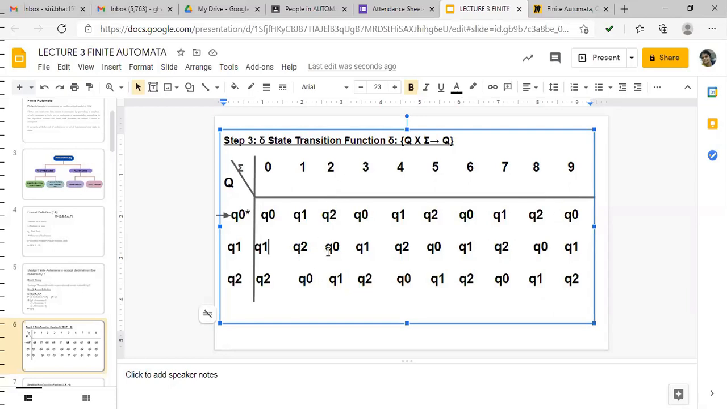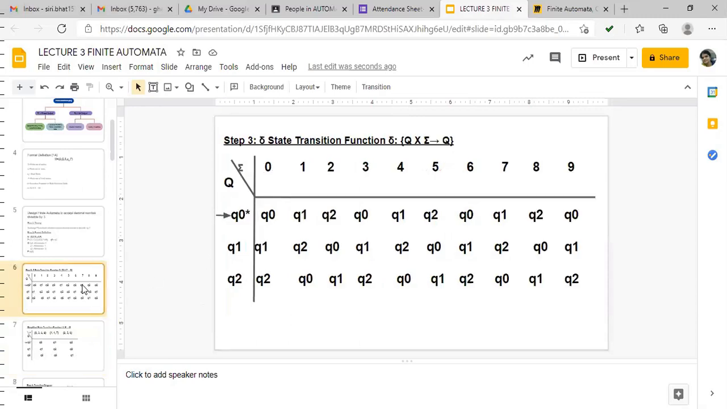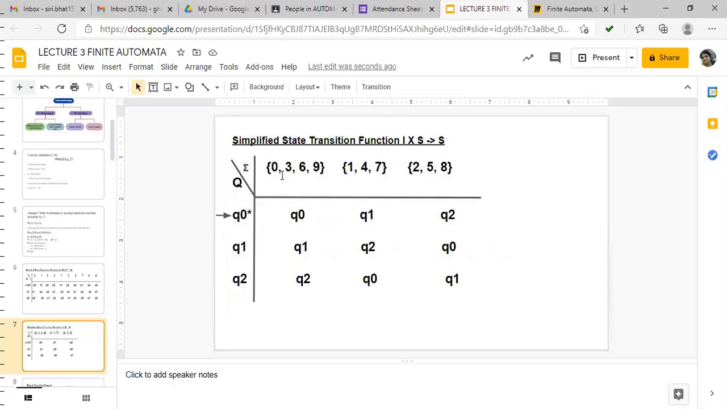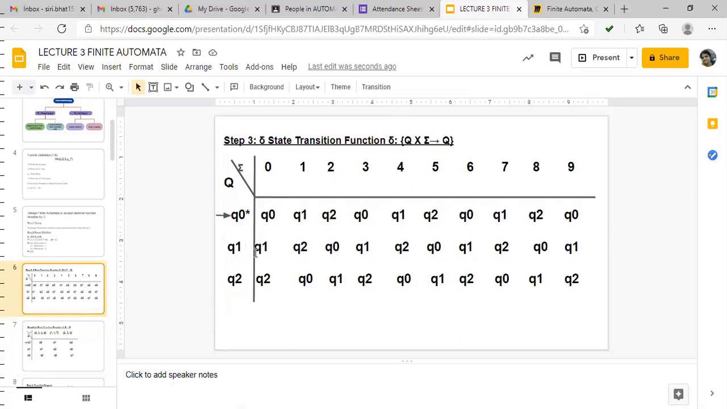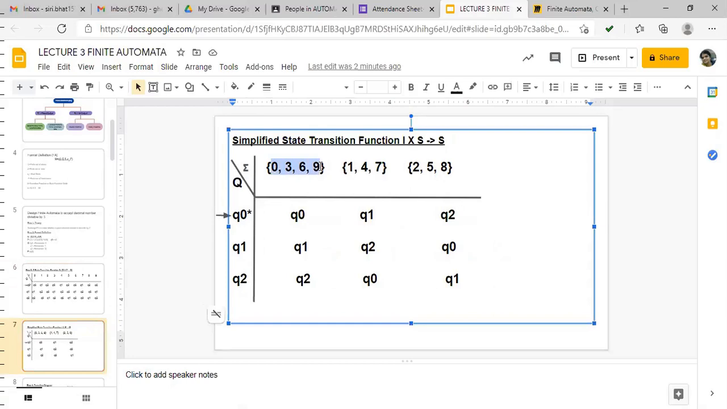So what can we do? Instead of writing such a big table, we can combine those things. If you don't understand combining directly, you can write this out and then combine it. Students, even if you write this and leave it, there is no problem at all. No need to combine if you are confused. I am repeating it again: the digits which have the same remainder can be combined together.